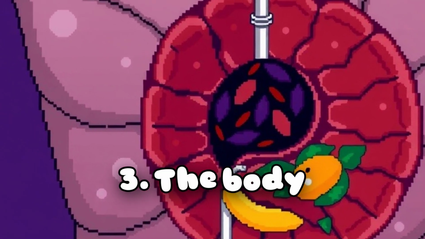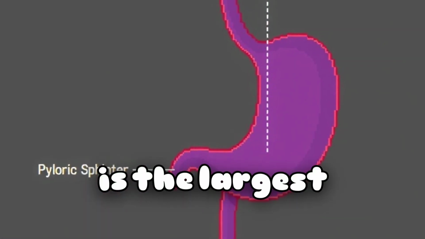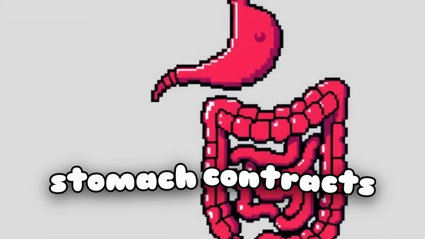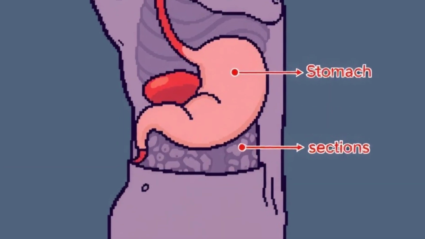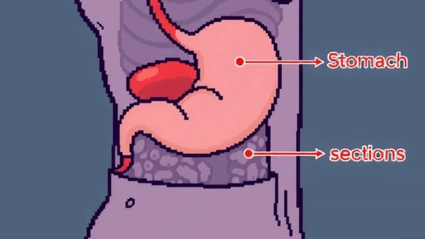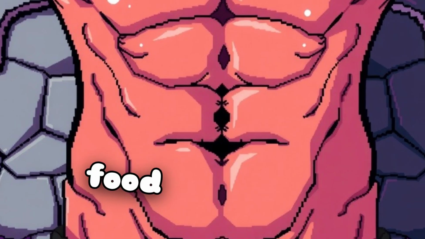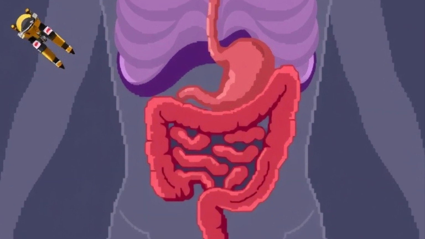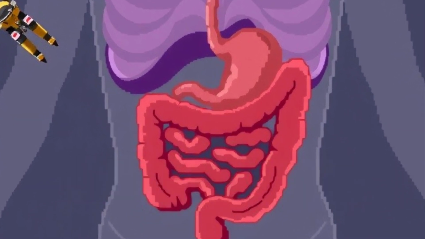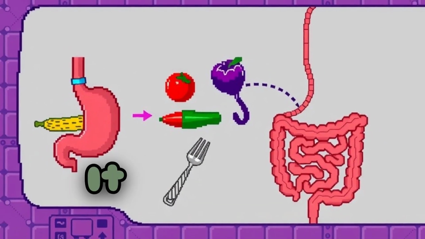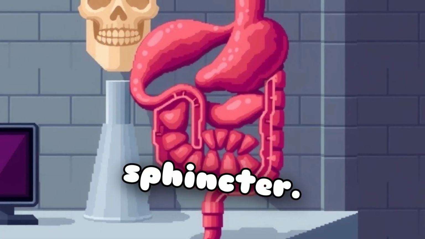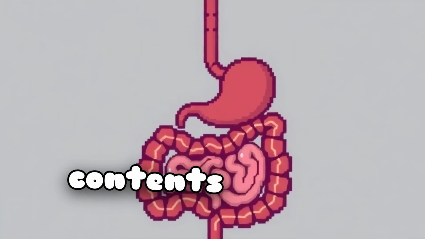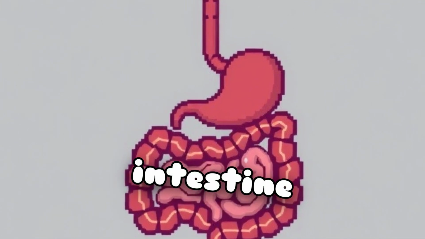3. The body, corpus, is the largest section of your stomach. In the body, your stomach contracts and begins to mix food. 4. The antrum lies below the body. It holds food until your stomach is ready to send it to your small intestine. 5. The pylorus is the bottom part of your stomach. It includes the pyloric sphincter. This ring of tissue controls when and how your stomach contents move to your small intestine.